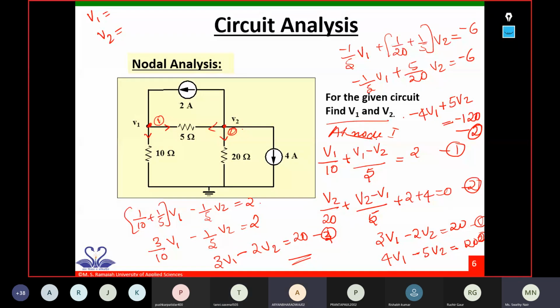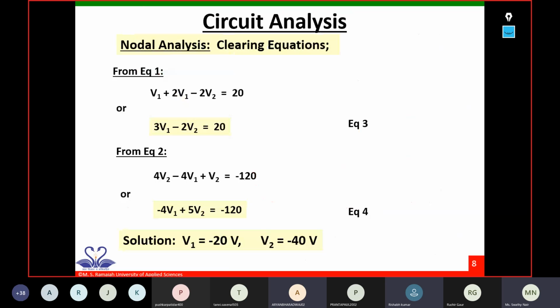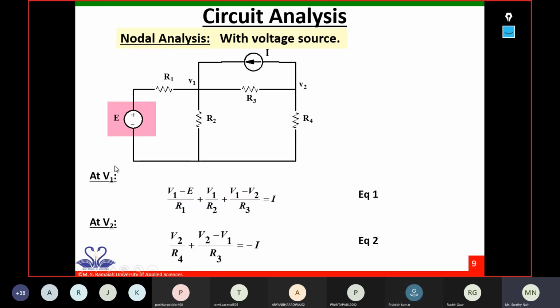Okay, find out V1 and V2. V1 is equal to minus 20 volts and V2 is equal to minus 40 volts. Minus 20 volts and minus 40 volts. Did all of you get it? Yes, ma'am. Minus 20 volts and minus 40 volts.